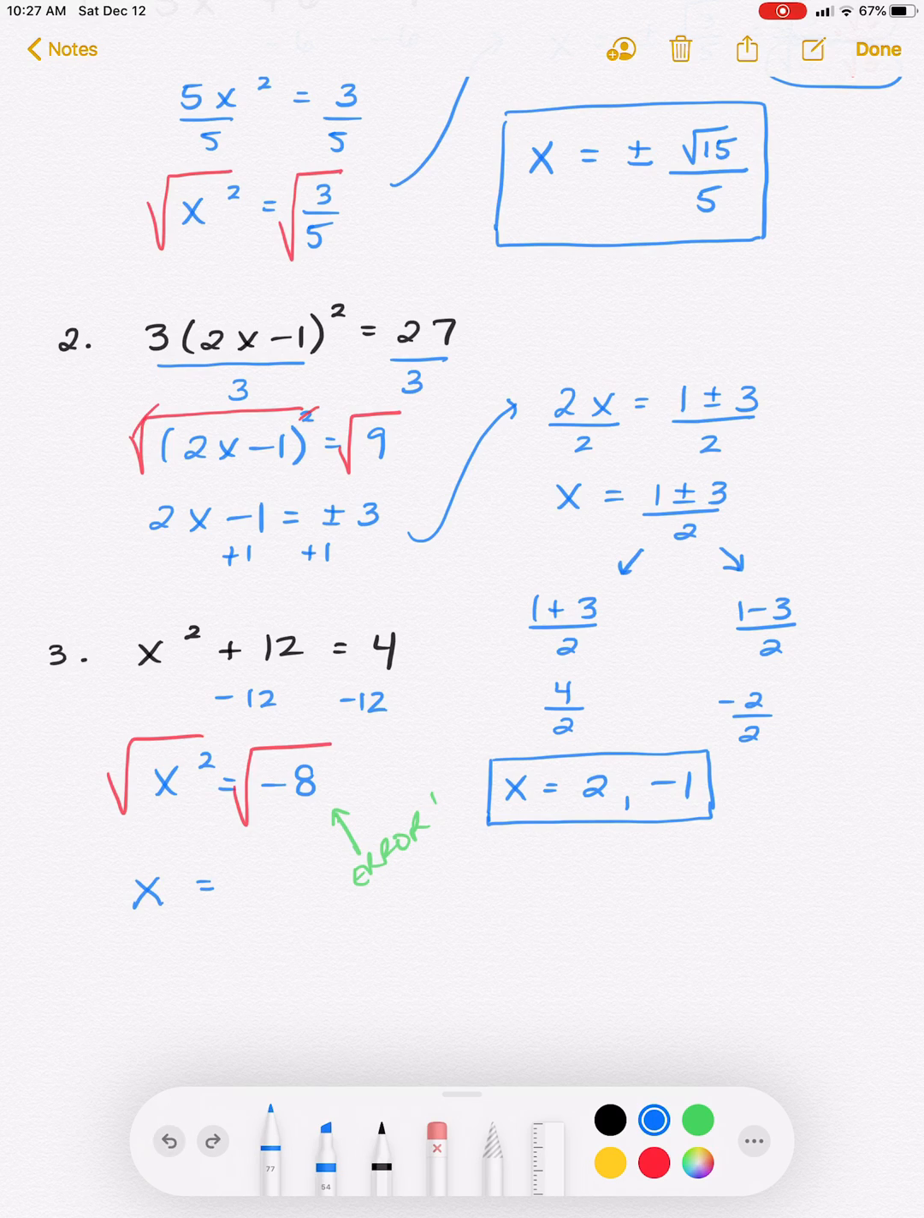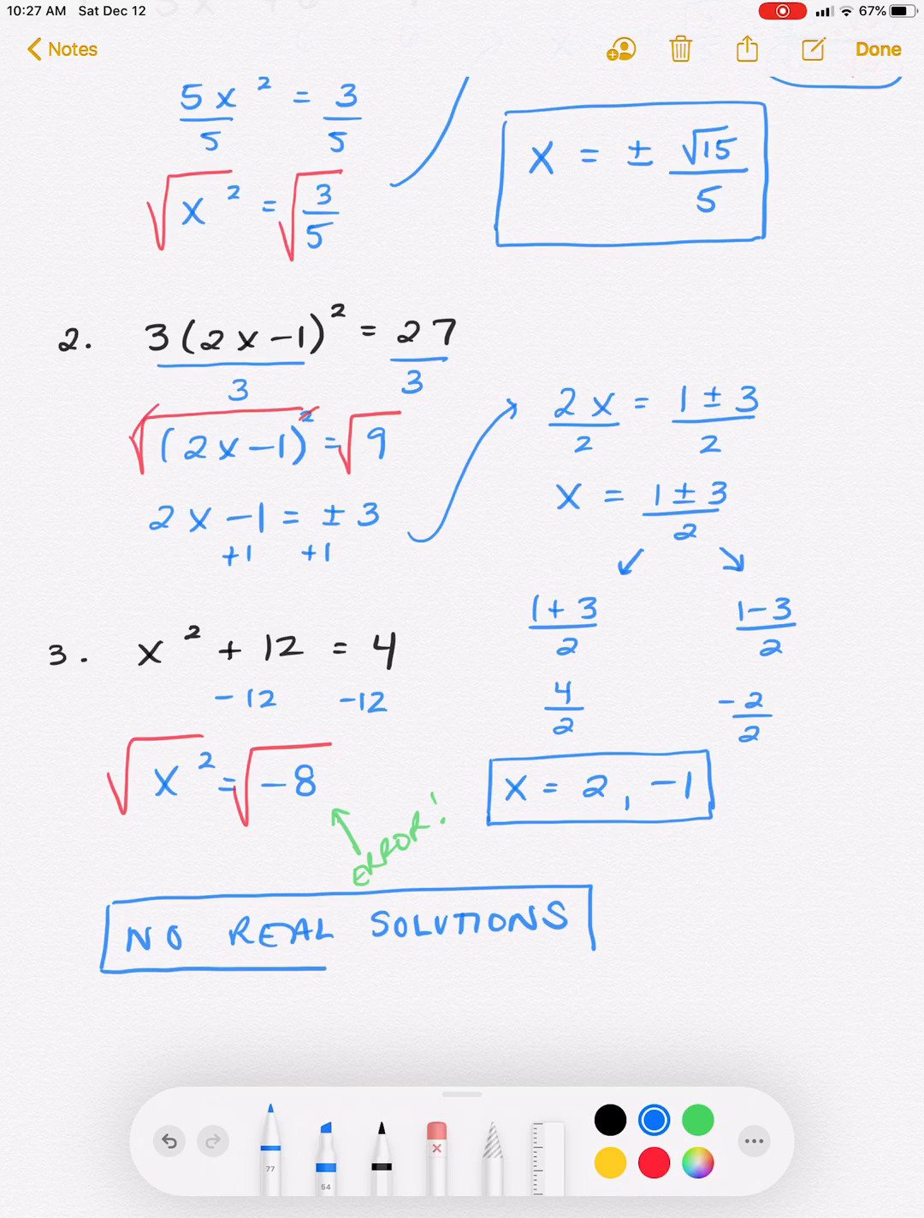So for now, all you need to know, okay, is that we're going to write no real solutions. And what we are solving here is one of those parabolas that do not cross the x-axis. Until we learn more about quadratics, we can't really get that solution right now. So for now we're just going to write no real solutions.